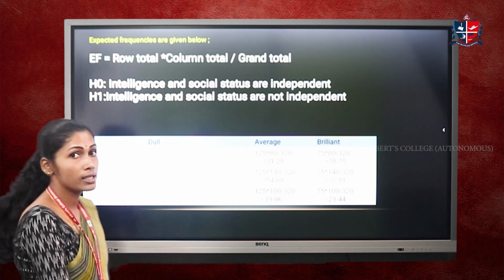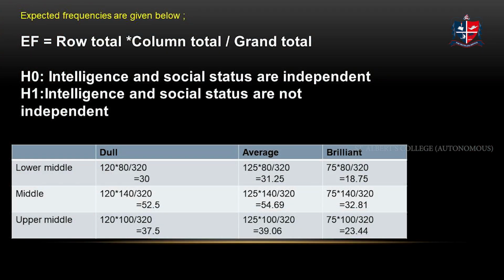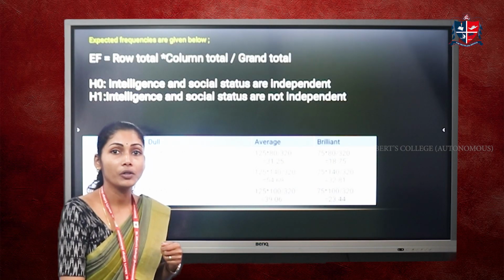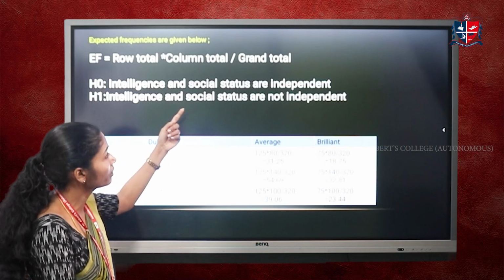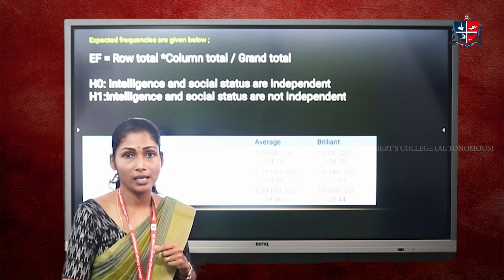The expected frequencies can be computed with the help of this equation, that is row total into column total divided by grand total. And after that, we want to state the hypothesis, that is null and alternative hypothesis. In this question, we want to test the relationship regarding the two attributes. First of all, we want to calculate the expected frequency with the help of this equation, row total into column total divided by grand total. After that, we want to state the null and alternative hypothesis.